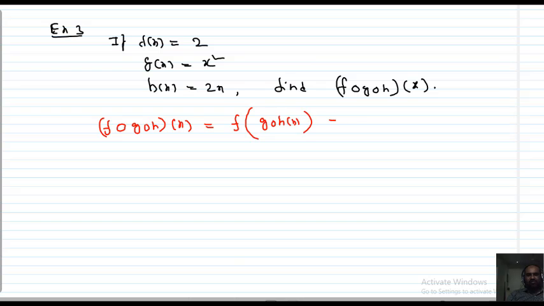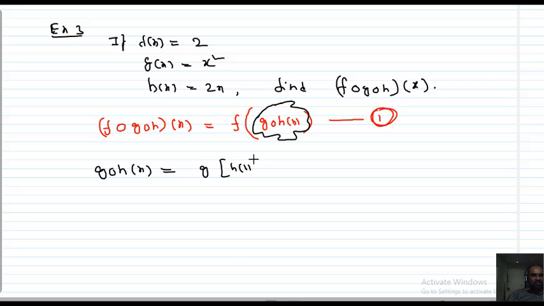This is cell number 1. We need to find the rule followed by this function. First of all, we should find the g circle h of x function rule. G circle h of x, according to the definition, g of h of x, means 2x. This is just like g of k. G of k means k squared, means 2x whole squared, that is equal to 4x squared. So now I can take the first one.